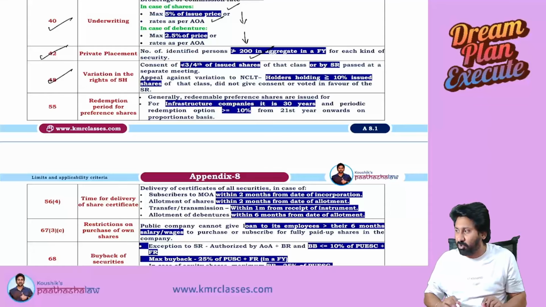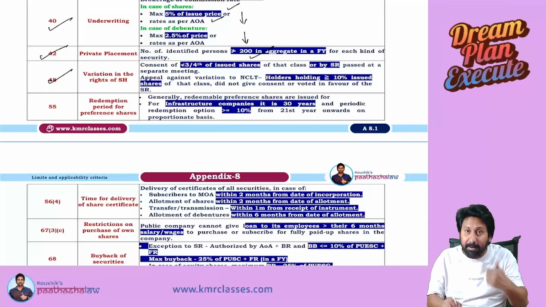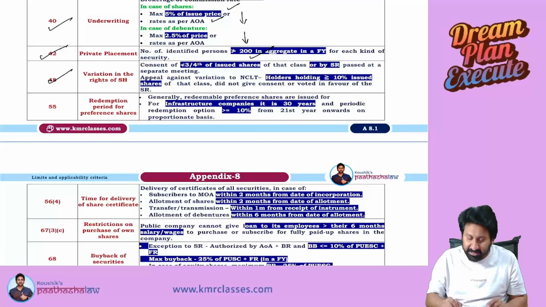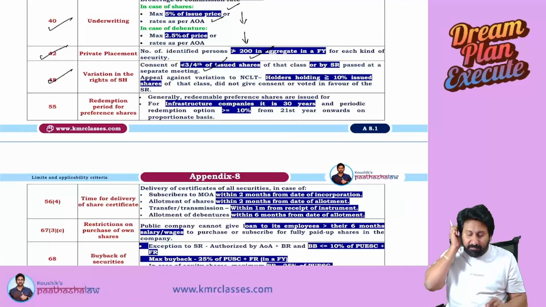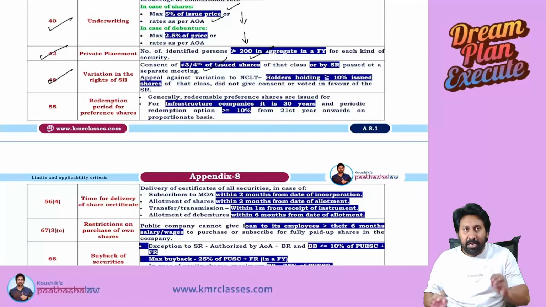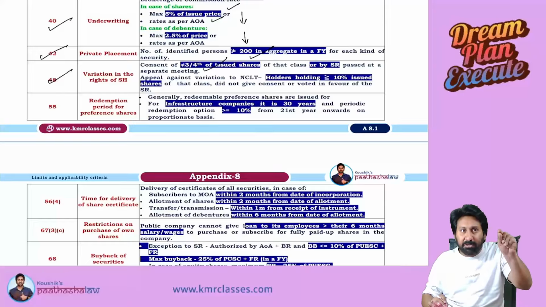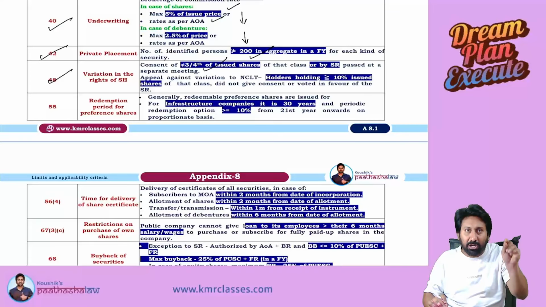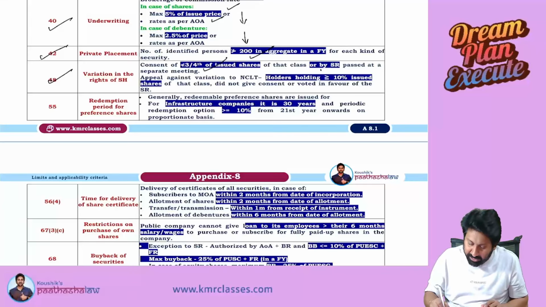Next one, variation of shareholders rights. Consent can be obtained in two ways. Number one, either obtain the independent individual consent of each of the members holding not less than 3/4 of the issued shares. Okay, means spot out those members who are holding not less than 3/4 of the total shares in the company, issued shares, or if that is not possible, go by a special resolution.